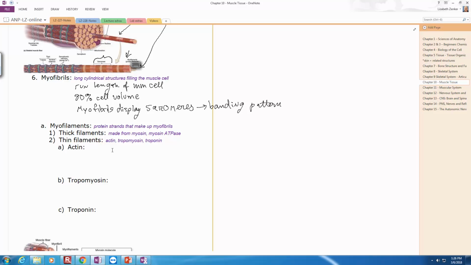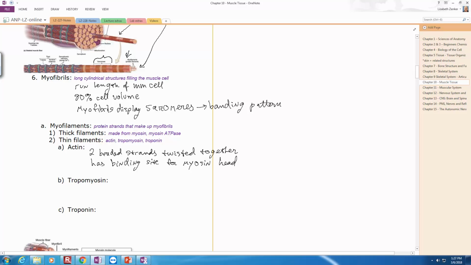Yes, okay. So actin is two beaded strands that are twisted or intertwined together and it has a binding site for the myosin head. And I'll show you pictures of these in a second.